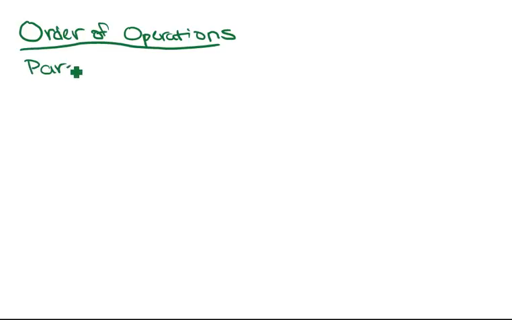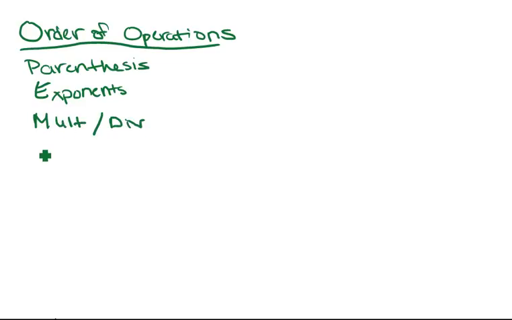The order is parentheses, exponents, multiplication and division, addition and subtraction. We'll look into each step, starting with parentheses. There are 3 different types of parentheses.